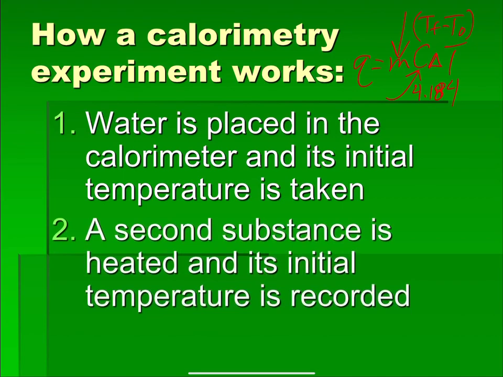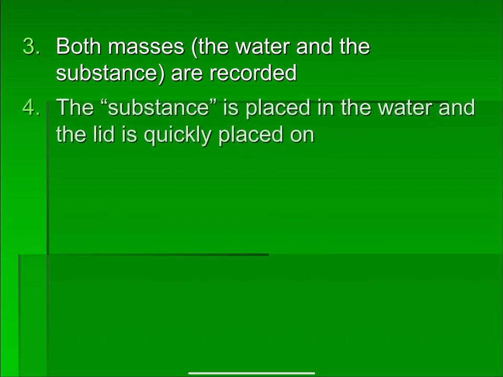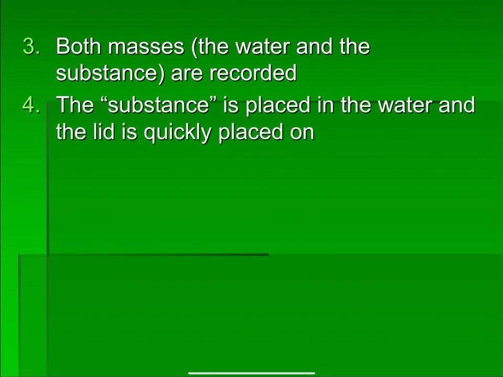So water is placed in the calorimeter, and the initial temperature is taken along with the mass. A second substance is heated, and its initial temperature is recorded. In this case, we're going to heat up a piece of metal and record the mass of the metal and its temperature. Both masses, the water and the substance, are recorded, and then the substance is placed in the water and the lid is quickly placed on. So in our case, it's going to be a metal that we place in the water.